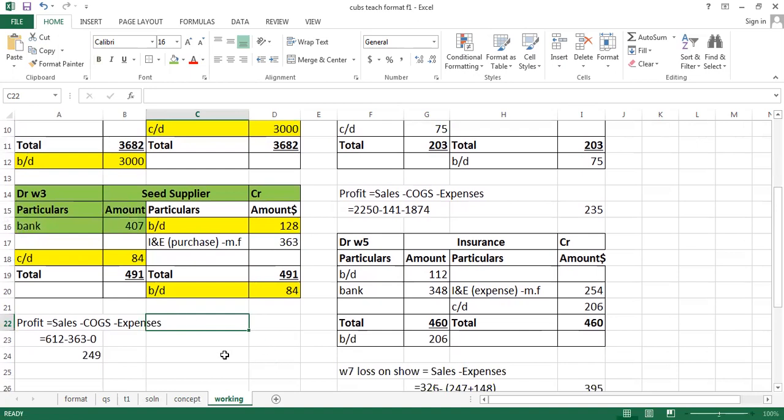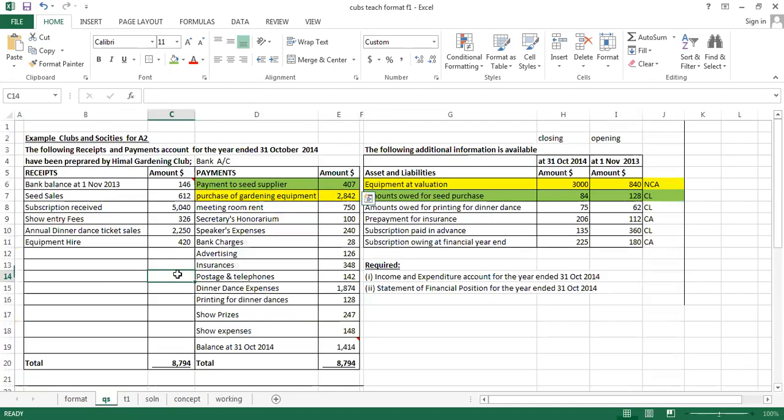Now, regarding sales, you can see there's an additional solution out here, and I'll tell you why. Go back to the question. Here we can see that we have purchased seed, and if you look at the receipt section, there is sale of seeds. So what you can understand here is that the Himal Gardening Club is doing an additional activity other than its core activity, and that is buying and selling seeds. So this is a different activity.